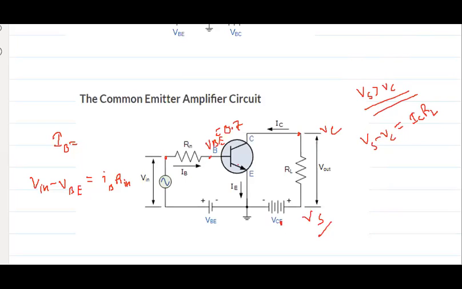Now think about the characteristics. What do you mean by input characteristics? Input characteristics means variation of input current with respect to input voltage. And output characteristic means variation of IC with respect to output voltage. Yes or no?